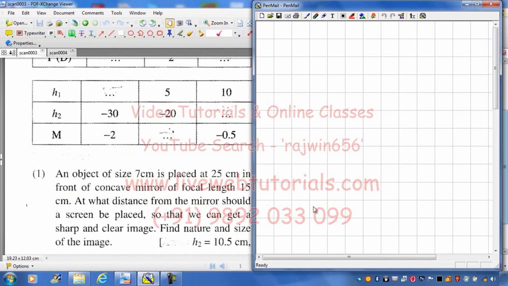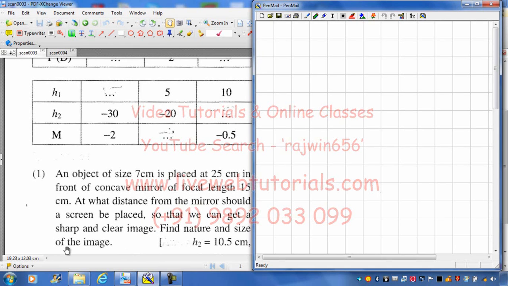Okay, now sum number 1. An object of size 7 centimeters is placed at 25 centimeters in front of a concave mirror of focal length 15 centimeters. At what distance from the mirror should a screen be placed? Now the answer is there in the question itself. They have said at what distance from the mirror should a screen be placed. It means the image is real and inverted, so that we can get a sharp and clear image.